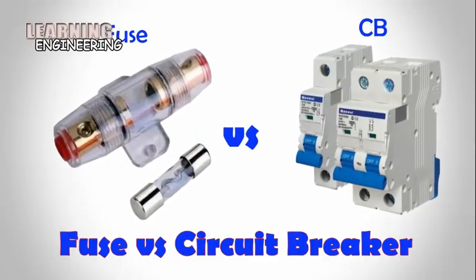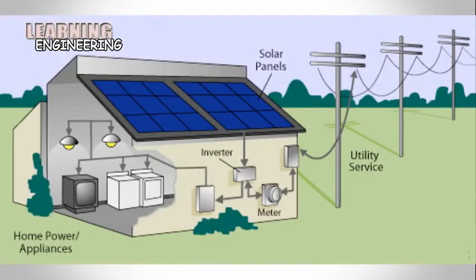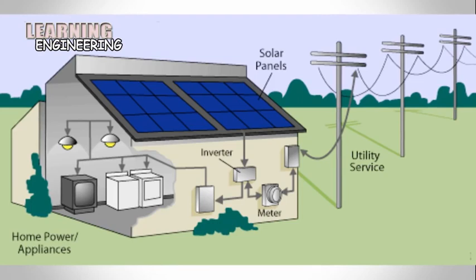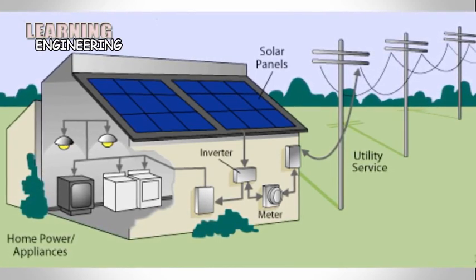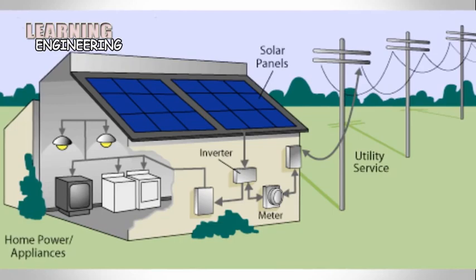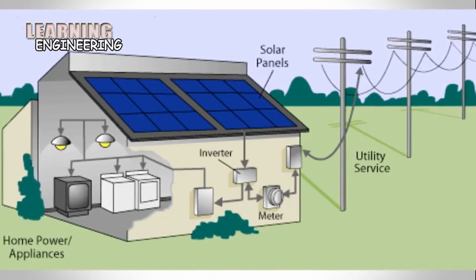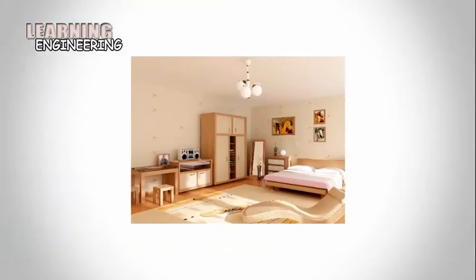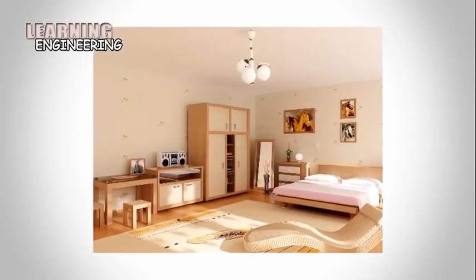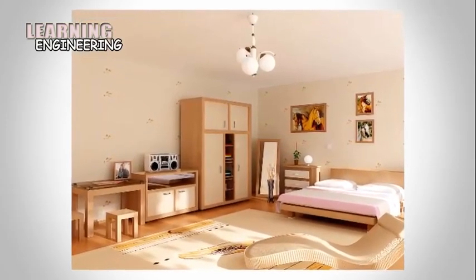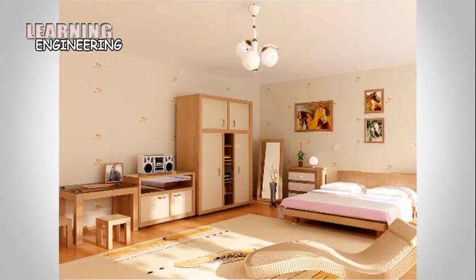Fuse versus circuit breaker. Electricity is the main power source in our households and industry. With its numerous advantages, still electricity may cause problems in any application if not regulated properly. An overload in electrical power can damage any appliances or machinery connected to the power supply line. Perhaps even cause loss of life.